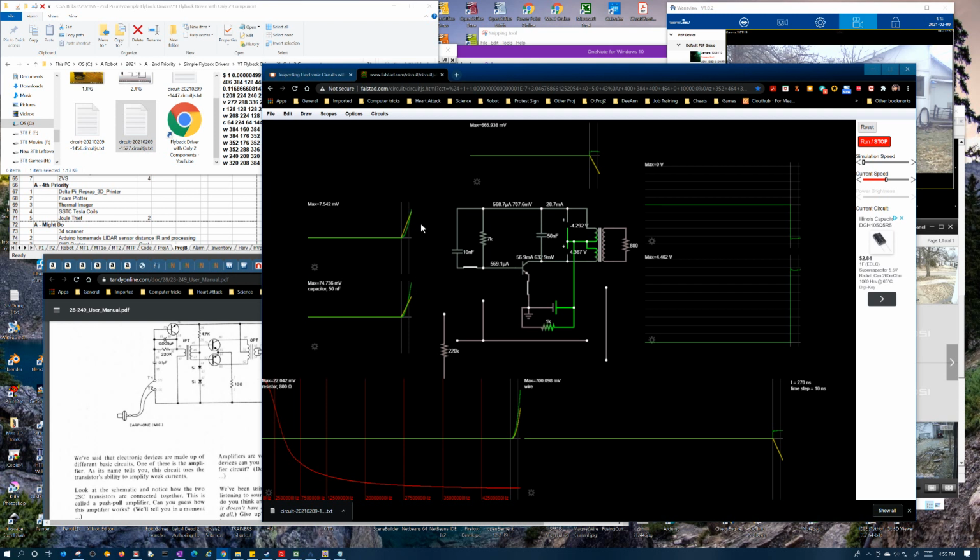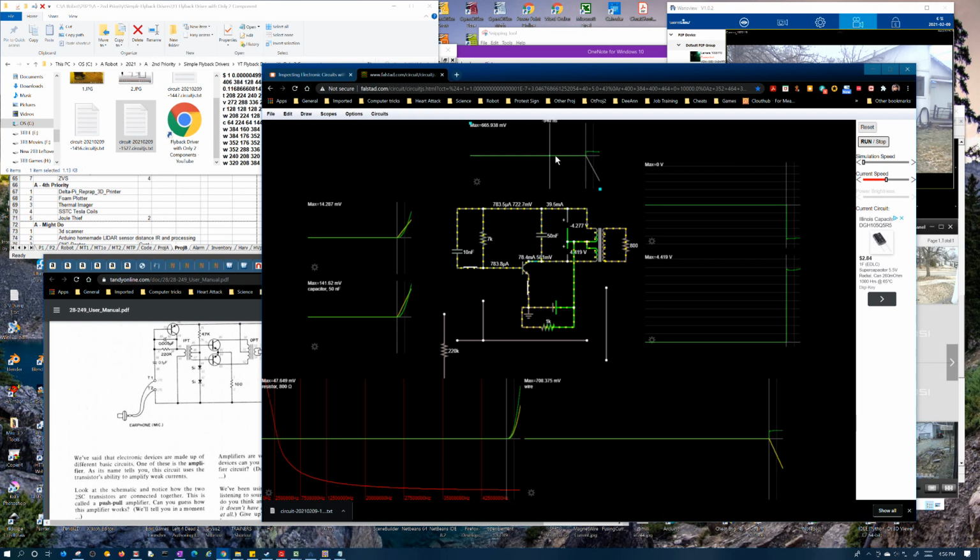This one is probably a little faster than this one. So we've got some current going through this resistor here, in the form of 1 microamp. So this is the voltage right here. That's showing you what's going on with the collector right there.